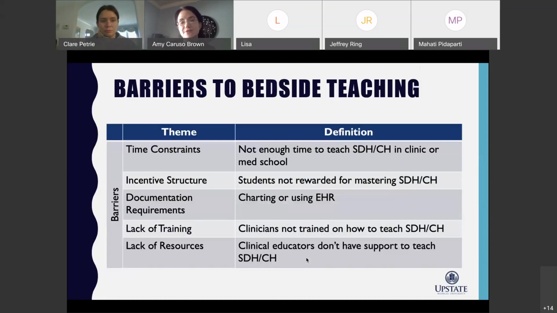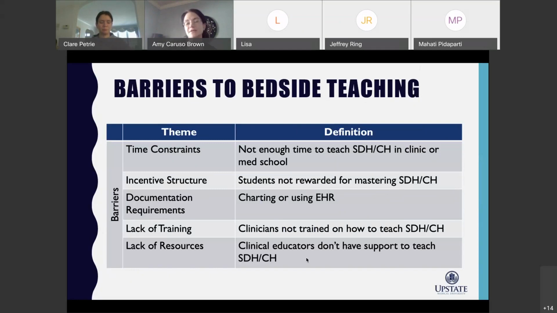So barriers to bedside teaching, and I think this will surprise very few people working in the clinical world today: time constraints, that there's not enough time to teach this in the clinic. The incentive structure, that students are not rewarded for mastering these skills. And some of us hope perhaps that will change as we shift away from a graded Step 1 and some of the other changes that are happening in medical education now.